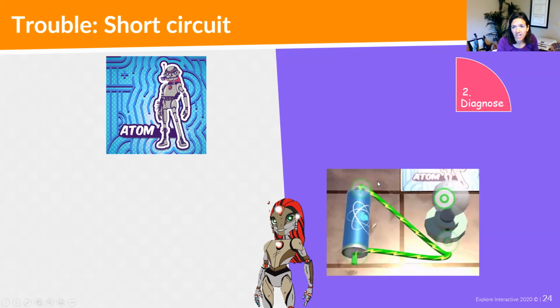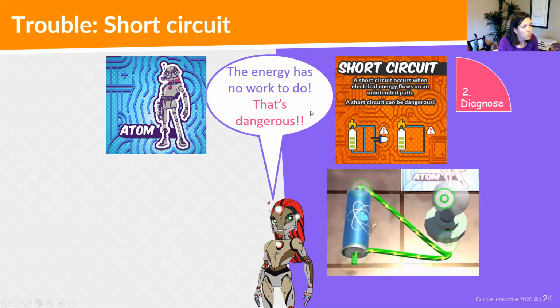And they diagnose the fact that the battery and the wires, as they are currently positioned, are giving the energy a path to go directly from one end of the battery terminal to the other without actually passing through the light. So we teach this concept as the energy in the battery has a path to follow where it doesn't have any work to do. Work being lighting up a light, going through a resistor or anything like that. So it is dangerous. The short circuit is the content here, and the short circuit occurs when the electrical energy flows on an unintended path. So a path you didn't want it to go on, and it can be dangerous.